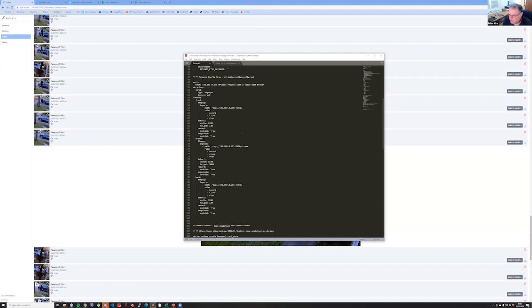Somebody's asking about OpenCV. So Frigate supposedly does use OpenCV, but I'm definitely not an expert in that. Not yet, anyway.